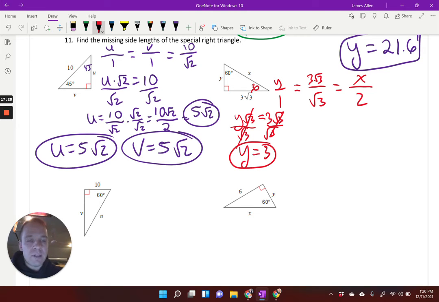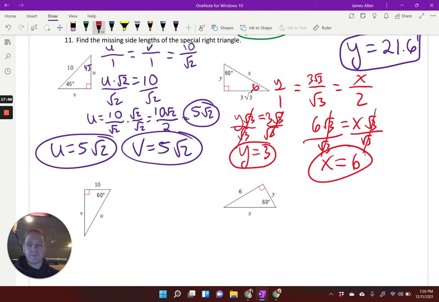Nice. Now I'll solve for x. Some of you might be like, well, if I know the short side, can I just double it and get the other one to be 6? Yes, but I'm also going to work it out. So I'm going to have 3 root 3 times 2 is 6 root 3 equals x root 3. Divide by root 3. Cancel, cancel. I get x equals 6.